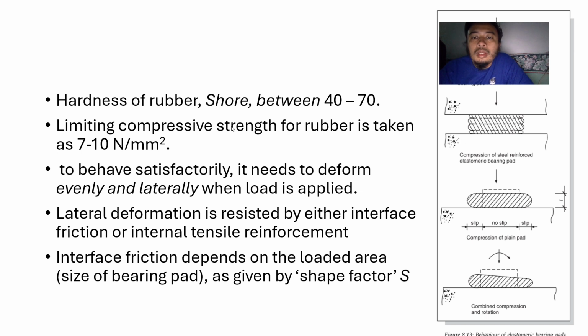Usually when you are submitting for material approval, for your bearing pad to be used, you need to submit for approval, and then that will be tested at RRIM, Rubber Research Institute Malaysia. It will determine your hardness value, durability of your rubber, and mechanical properties also. A limiting compressive strength for rubber is taken as 7 to 10 Newton per millimeter square.